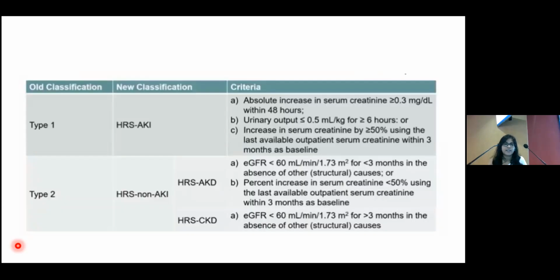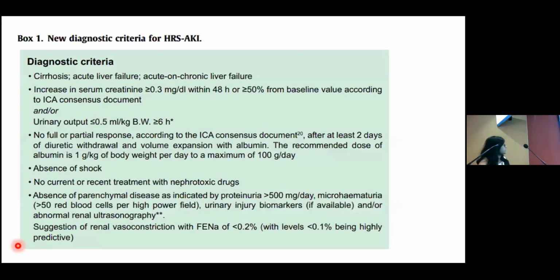So now the newer classification is HRS AKI and HRS non-AKI. HRS AKI is similar to type 1 HRS. Here you should have AKI, and the AKI criteria should be fulfilled. We now use the KDIGO criteria. Earlier the type 1 classification did not use the KDIGO criteria, but now we use the KDIGO criteria. So in HRS AKI, the patient can have cirrhosis, acute liver failure, or acute-on-chronic liver failure, and there should be AKI according to the KDIGO criteria.